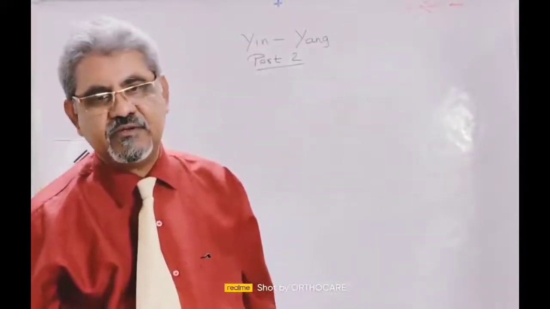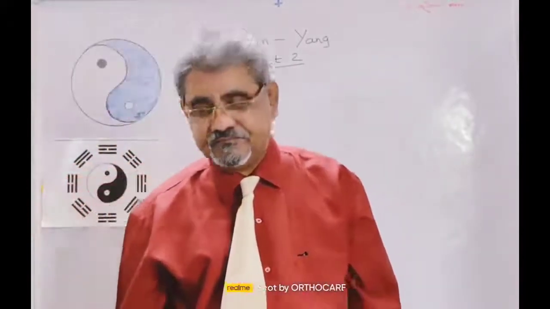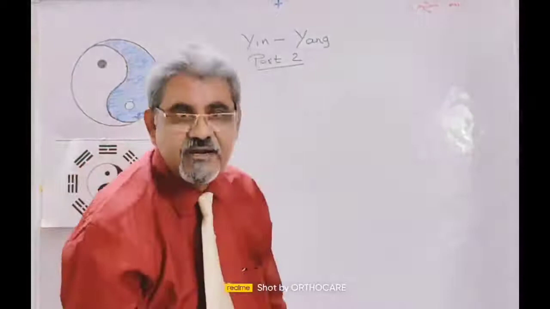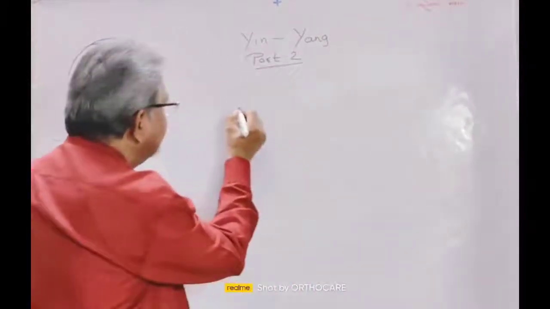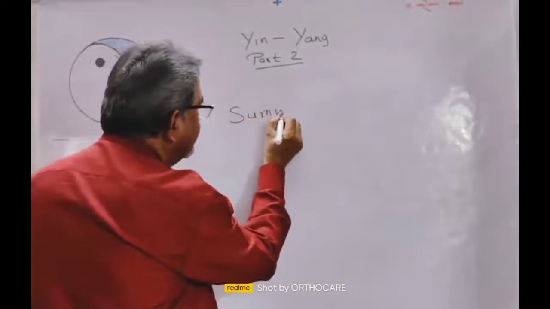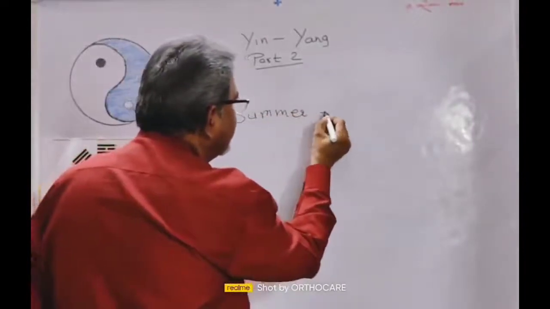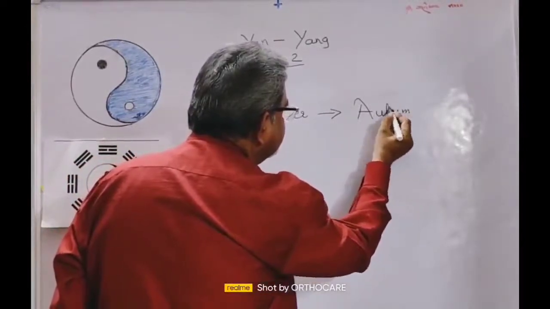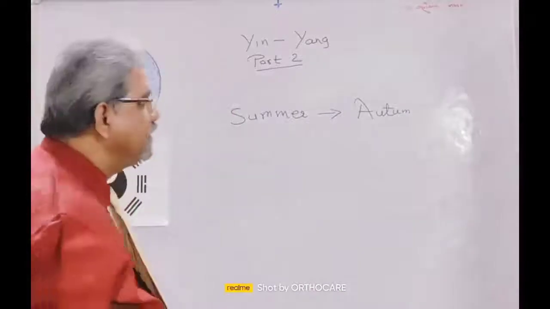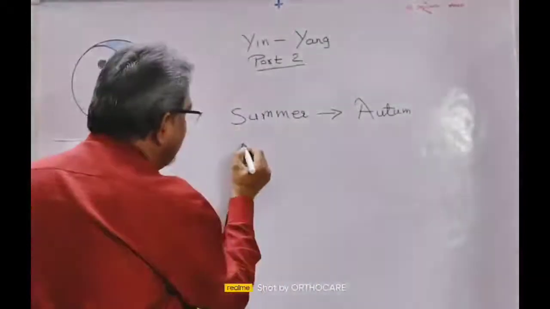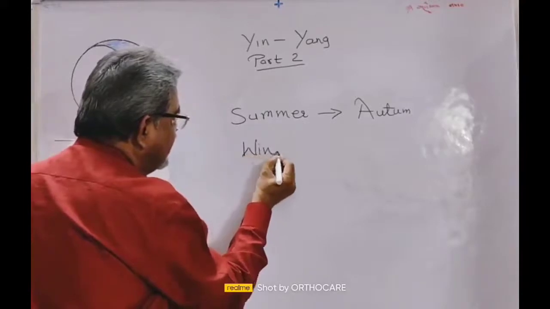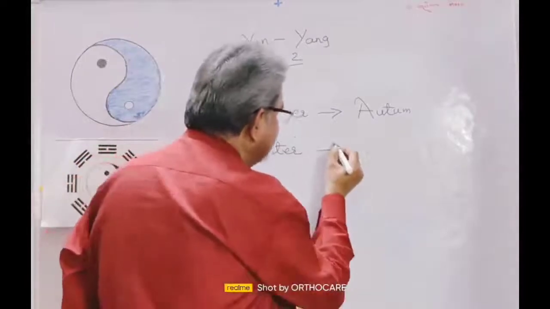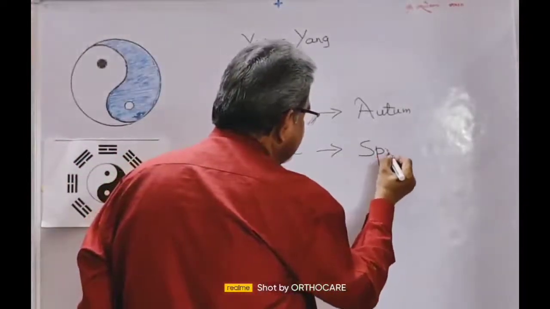The day transforms to night, the night transforms to day. But we can understand it better with the seasons. Summer brings autumn. Then autumn brings winter. After winter, it is spring.